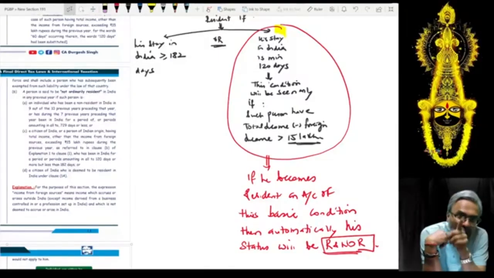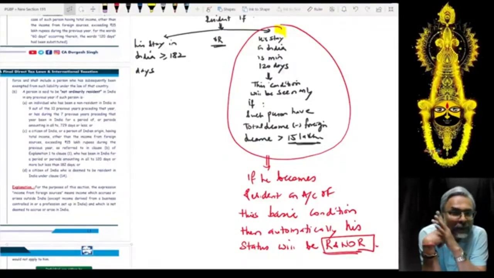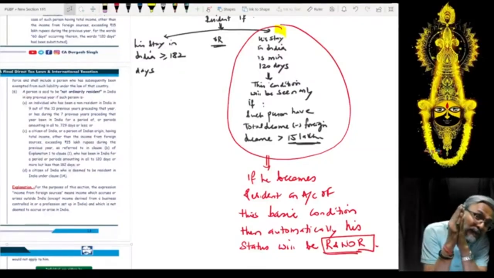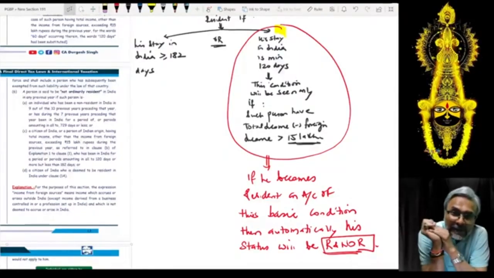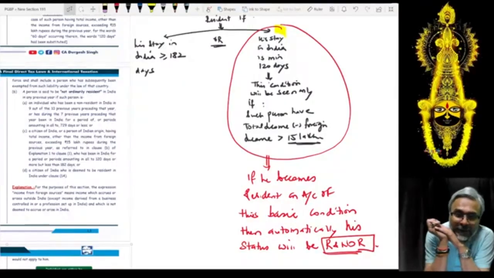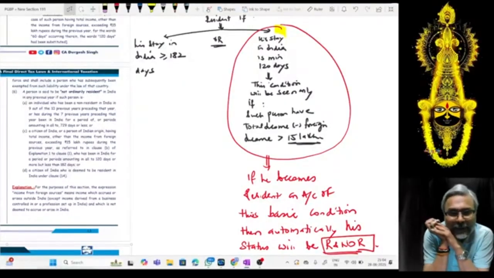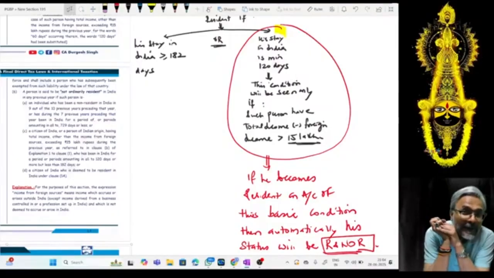If you are R and NOR, then only one category of foreign income will be a part of the total income. This is a proposition, which means that all the other foreign income that you have earned outside India and received outside India will not be a part of your total income. So can you tell me which is that particular category of foreign income which will be a part of the total income in the case of R and NOR?